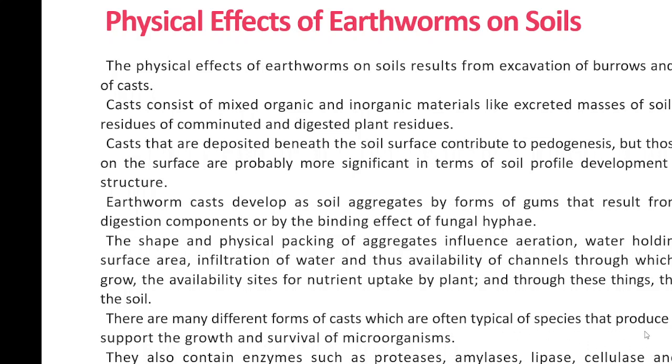So there are many different forms of casts, often with a typical species that produces them. Casts support the growth as well as survival of plants. Another advantage is that this kind of cast will help in the growth of microorganisms in the soil. The earthworm eats the soil and releases the undigested matter as earthworm cast. That cast contains some bacteria and fungus, and it will be more porous and softer. These actions result in a beneficial effect to plants. So this is how earthworm is improving the quality of the soil.